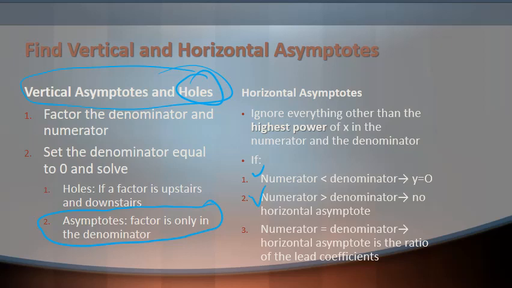And if we see a situation where the highest powers of the numerator and denominator are equal, in order to determine the horizontal asymptote, we're going to consider the ratio of the lead coefficients of the variables to the highest power in both the numerator and the denominator. We're going to look at some examples of that. So I'm going to start off here looking at vertical and horizontal asymptotes of rational functions.